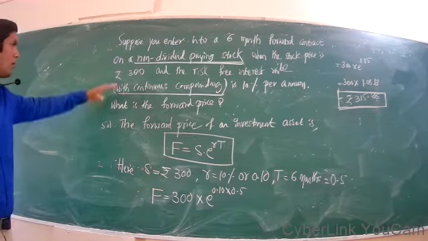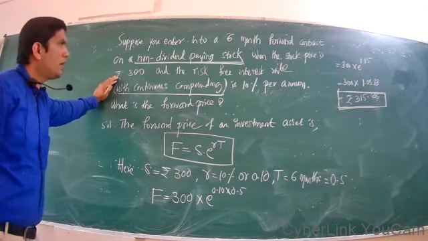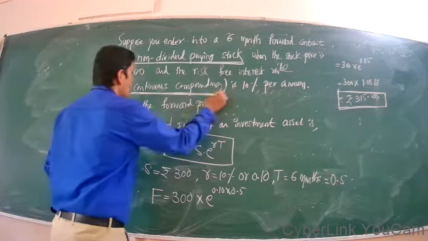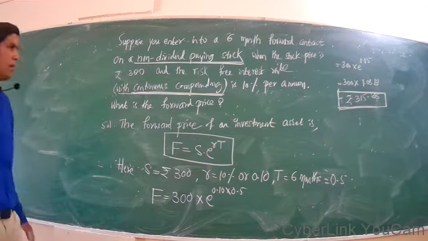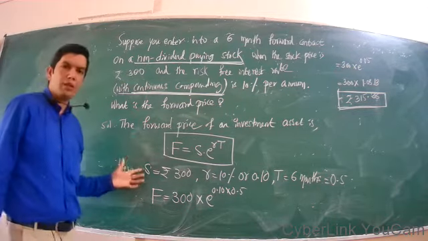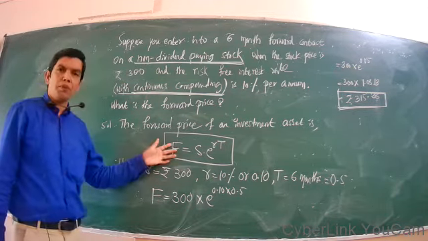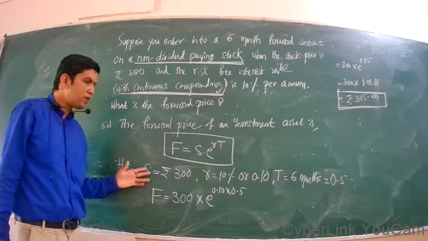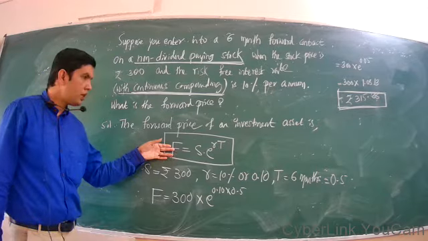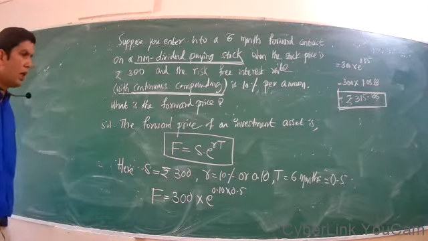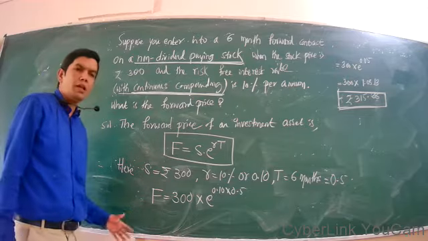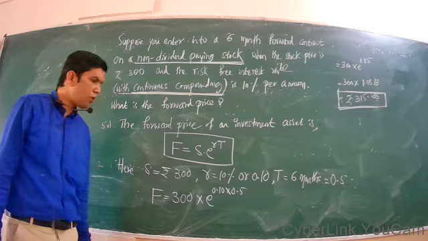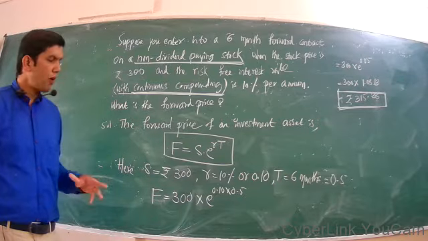And when the stock price is rupees 300 and the risk free interest rate with continuous compounding, so this term is also important, is 10% per annum. What is the forward price? The formula is F is equals to S into e raised to RT. Here S equals to 300 rupees, R equals to 0.10, and T equals to 6 months, and 6 months means 6 divided by 12, that is 0.5, and F equals to 300 into e raised to 0.10 into 0.5.